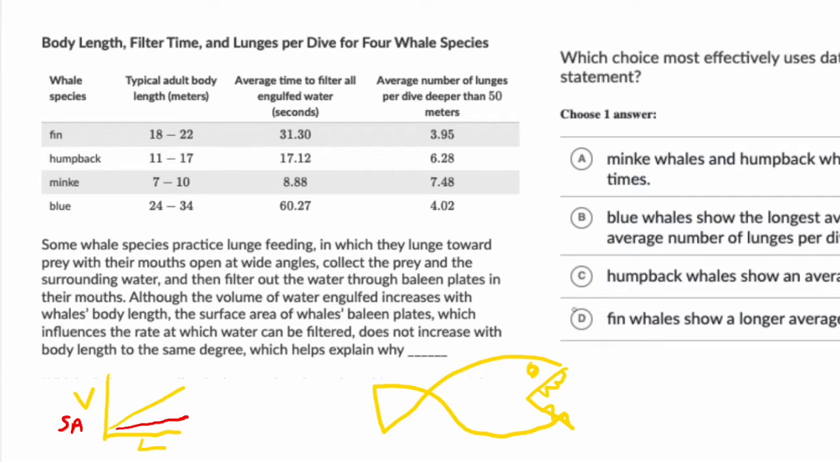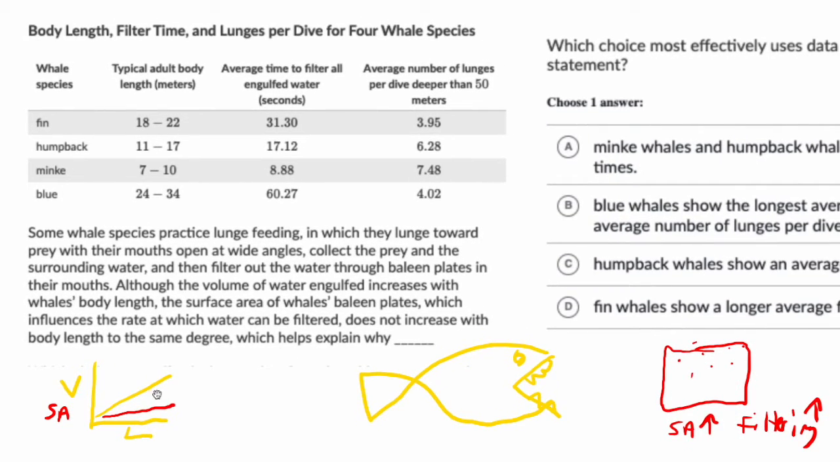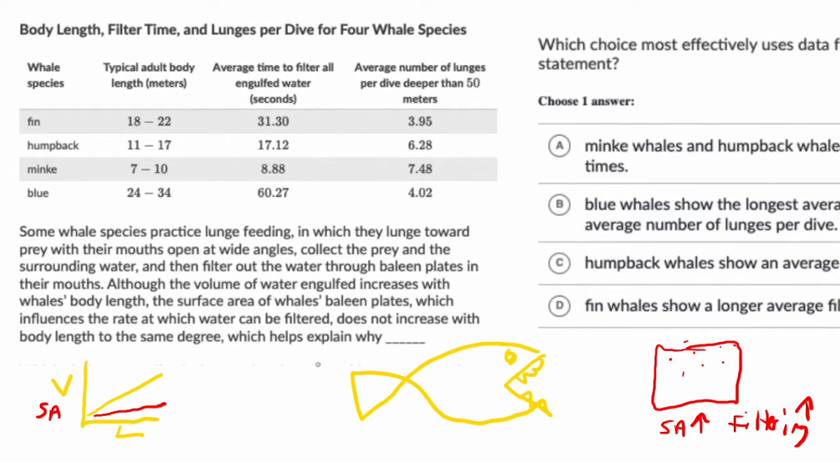And that might help explain why. Let's think about this. If they're filtering something out, if the surface area goes up, you would have more filtering because it's going to capture more area. And if this isn't increasing with length to the same extent that the volume of water increases, then they're going to be less efficient at filtering, or you're not going to see as big of an increase in the filtering capacity relative to the increase in length. So that helps explain why.